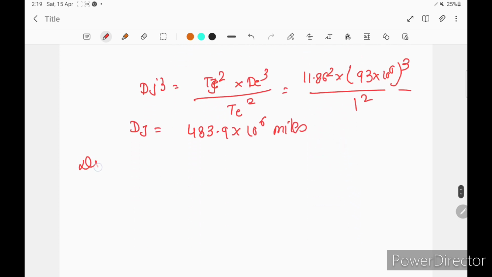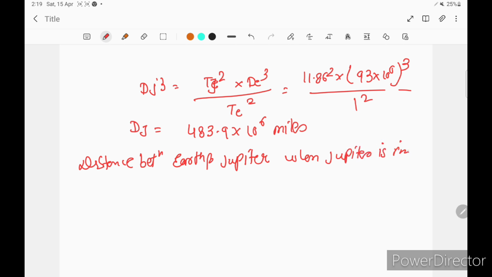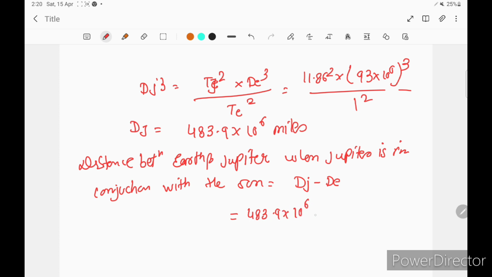So the distance between Earth and Jupiter when Jupiter is in conjunction with the Sun is DJ minus DE, which is equal to 483.9 into 10 raised to the power 6 minus 93 into 10 raised to the power 6. So we get 390.9 into 10 raised to the 6 nautical miles. So this is our answer.